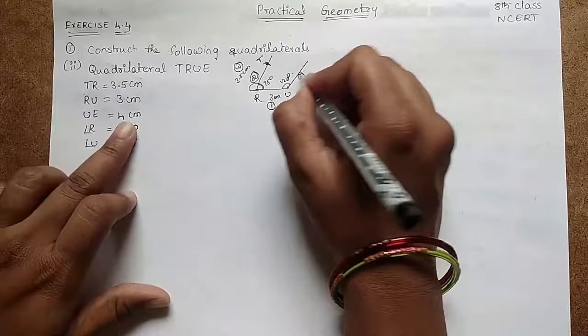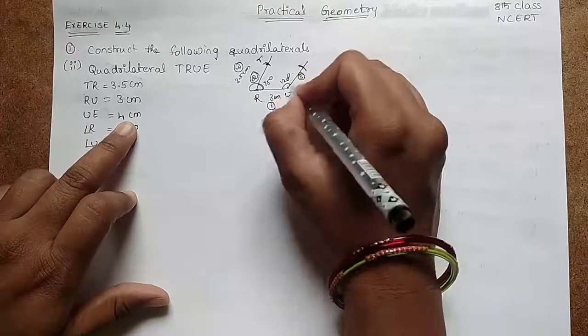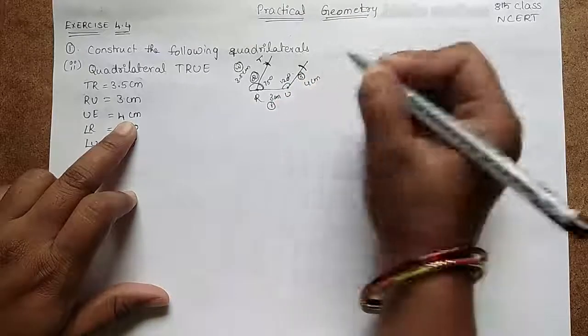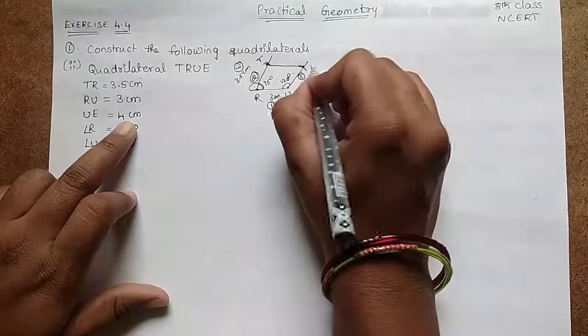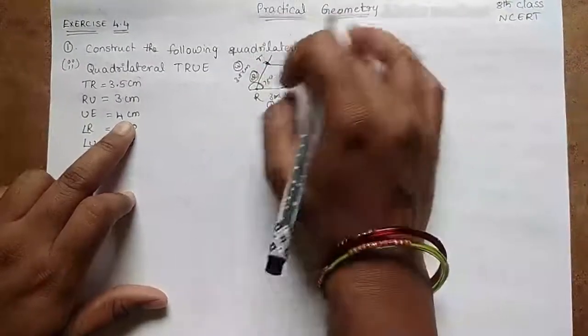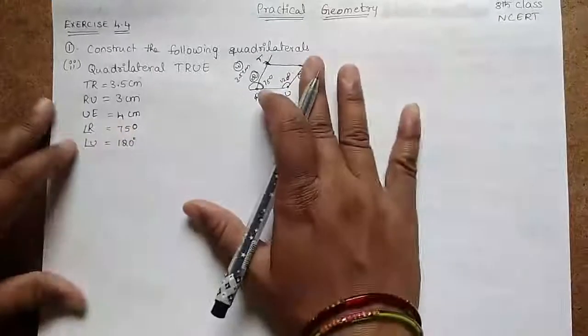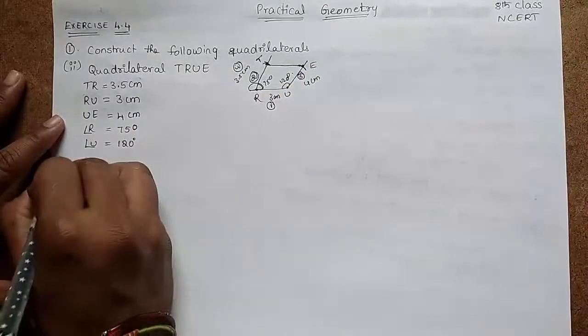Similarly at U, UE is 4 centimeters. Make an arc with 4 centimeters. Mark, join these 2 lines. This is E. TRUE quadrilateral is constructed here. Now let's move into the answer.